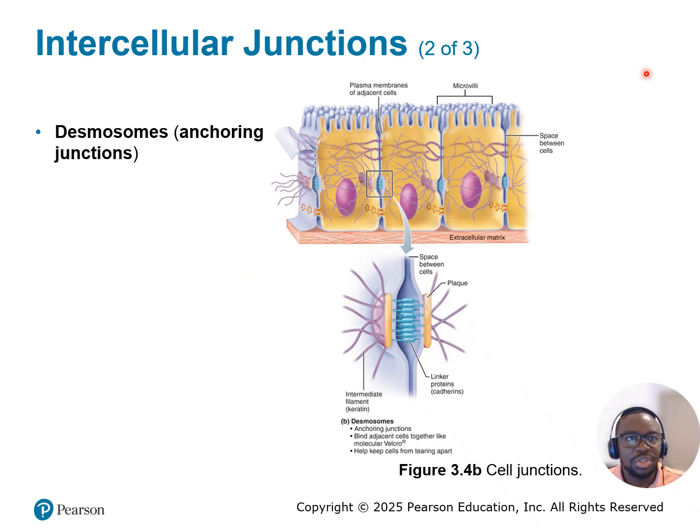Desmosomes are anchoring junctions that bind adjacent cells together. Desmosomes help keep cells from tearing apart. On the cytoplasmic phase of each plasma membrane is a button-like thickening called a plaque, indicated here in yellow. Thin linker proteins called cadherins extend from the plaques and fit into each other. Thicker keratin filaments, specifically intermediate filaments, extend from a plaque on one side to the plaque on the opposite side. In this way, desmosomes form an internal tension-reducing network of fibers.